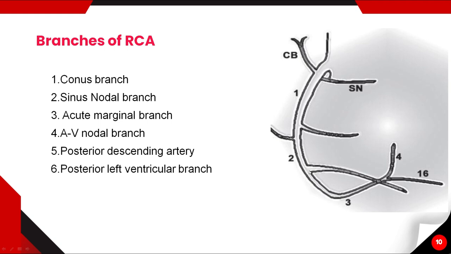Then it gives a large branch with an acute angle called as acute marginal branch, which supplies the free margin of the right ventricle. After reaching the base of the heart, it ramifying into two large branches. This is the posterior descending artery, which further traverses posteriorly in the biventricular groove, and this is the posterolateral branch which supplies the inferior aspect of the heart.